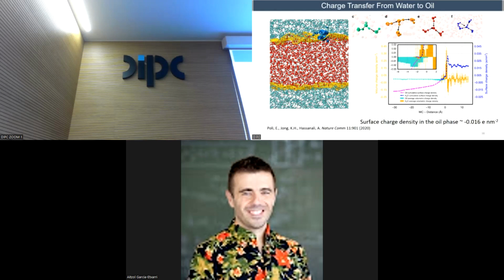So this is the negative charge density in the oil at a hexane-water interface. Interestingly, they calculated the surface charge density in the oil phase, and if we use something like a Gouy-Chapman model to convert this surface charge density into a surface potential value, you get around minus 30 millivolts. That's fairly in the range of the zeta potential that we measure.